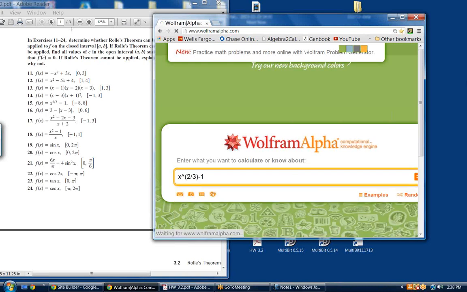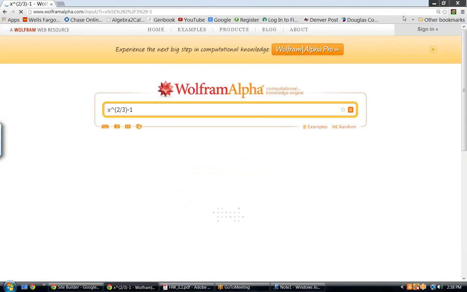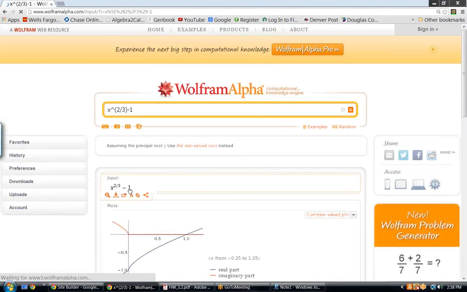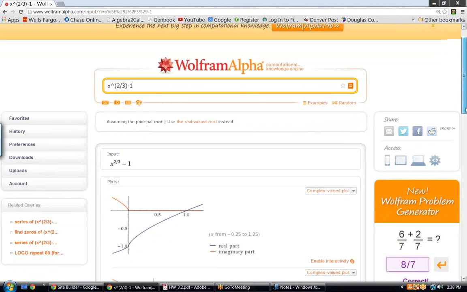For one thing, when you put in a function, it immediately gives you feedback on the input. A lot of times on your calculator, if you get a parentheses wrong, you're not putting in the function you think you're putting in. So it's nice to have this input feedback. So we got what we were looking for.